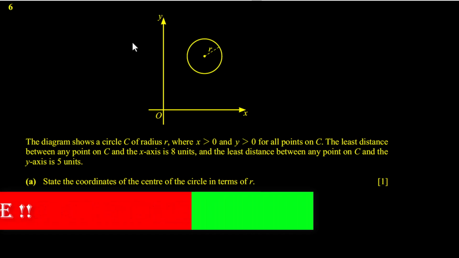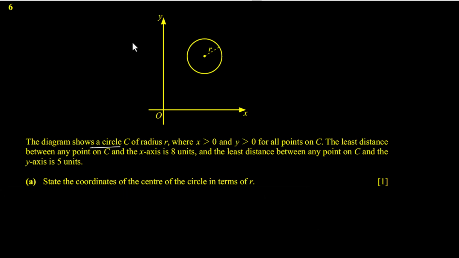Here's question number 6. The diagram shows a circle C of radius r, where x is greater than 0 and y is also greater than 0 for all points on C. Technically they are telling us that the circle remains in the first quadrant. The least distance between any point on C and the x-axis is 8 units. Okay, that's the least distance. And the least distance between any point on C and the y-axis is 5 units. State, so the command term is state, so we can directly write the answer here. State the coordinates of the center of the circle in terms of r.